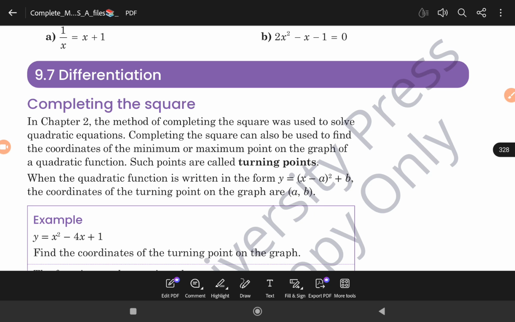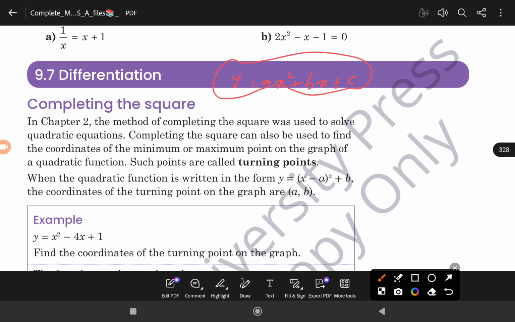I am going to give you an overview. What is a quadratic equation? The variable having maximum power 2 in the equation, that is called the quadratic equation. y equals ax square plus bx plus c. This is a quadratic equation because in this equation the maximum power of x is 2.